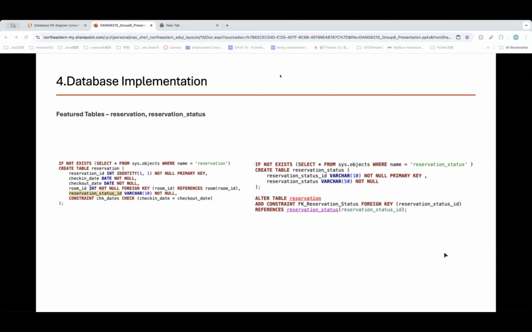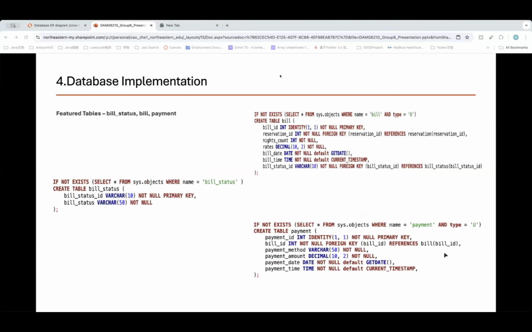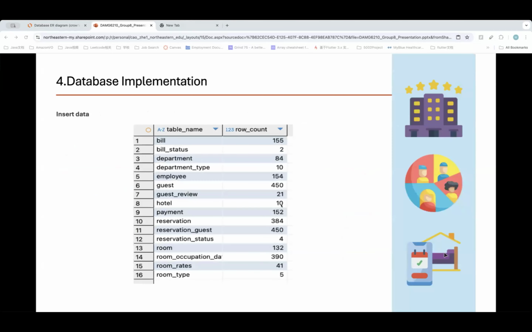The remaining tables use the same technique to create, so we take a quick look at them. Here are the reservation tables. Next, please. Here are the guest management tables. Next. Here are the bill status and bill payment tables. Next. About data insertion, we insert more than 400 guests, 300 reservations, and 100 rooms.